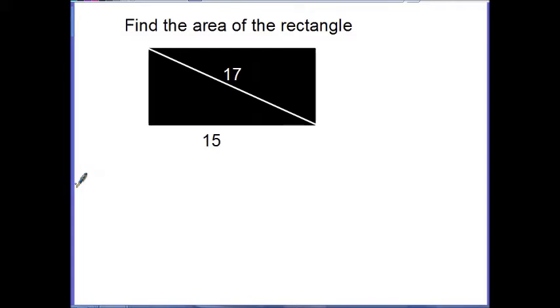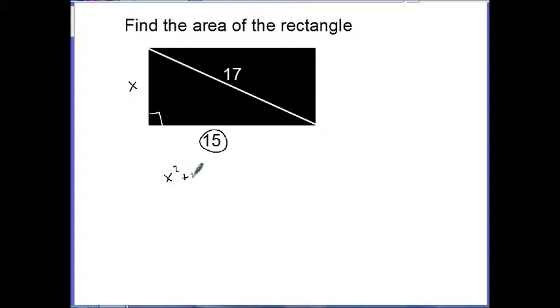So here's our first example. We're going to find the area of the rectangle. Now, we know in a rectangle we're going to have right angles formed at the corner. The length and the width we need are going to be the legs that form that right angle. Now, we know one of the legs here is 15. We need to find out what the other leg is using Pythagorean's theorem.